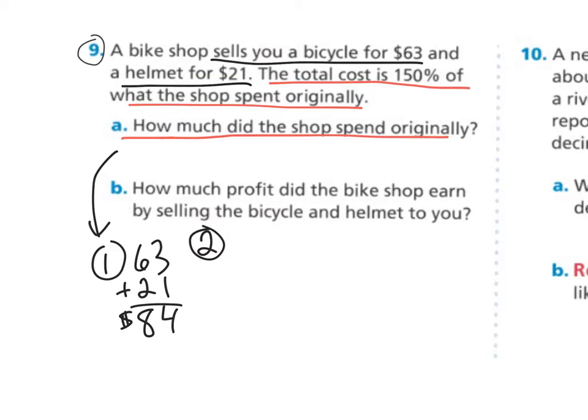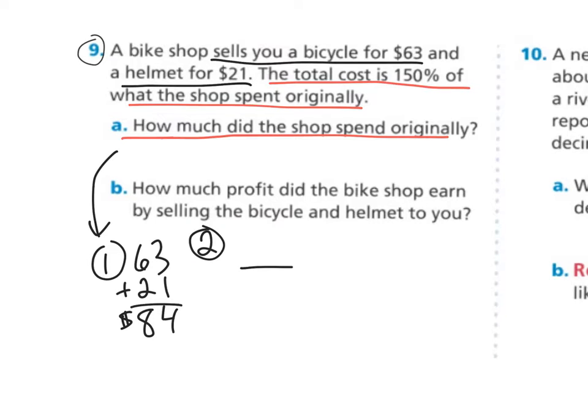Most of the problems we've done so far, we would then take 1.5 times 84. If you do that, you're going to get a number bigger than what we spent. Well, if the amount the store charges you is less than what they're paying for it, that's not going to work. They're going to go out of business. So that's actually going the wrong direction.